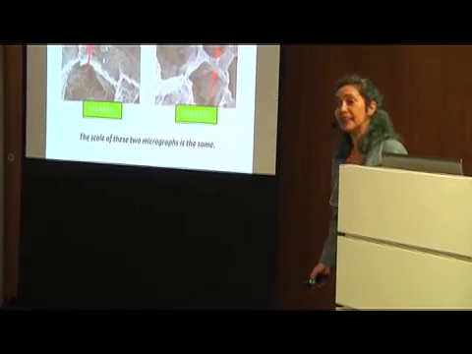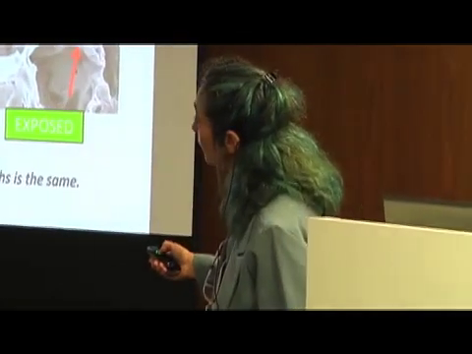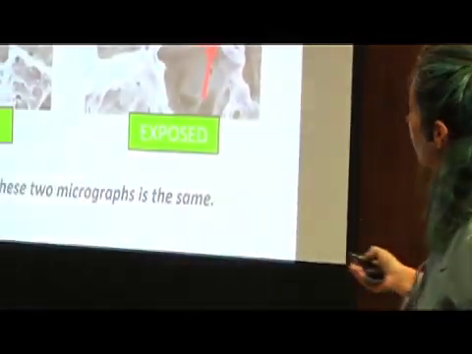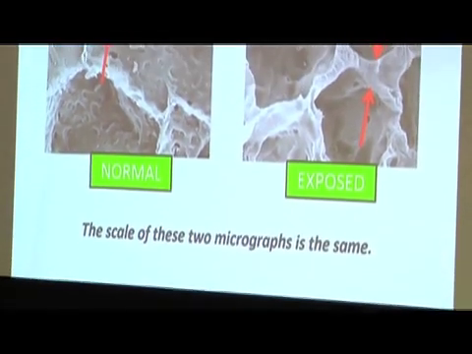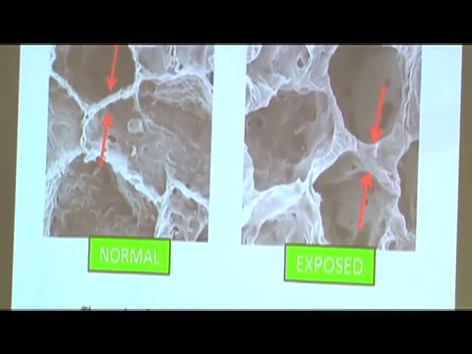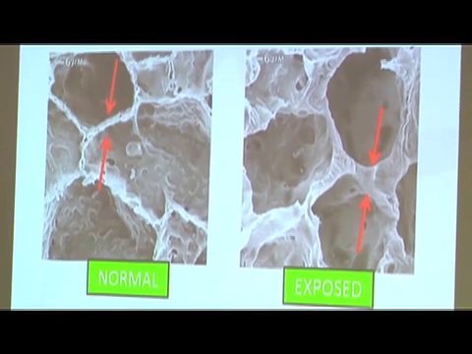We found thickening again, this time in the alveolar walls of the lung, inside where the exchange of oxygen and CO2 occurs. It was thickened. Notice again the scale is the same. And the rats aren't smoking, so it has nothing to do with smoking. They are only exposed to noise.